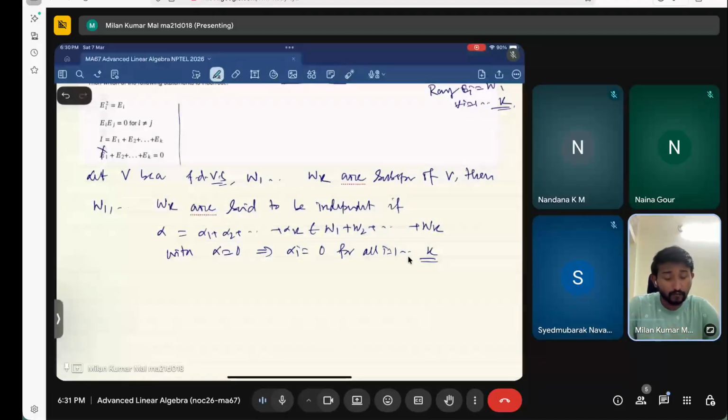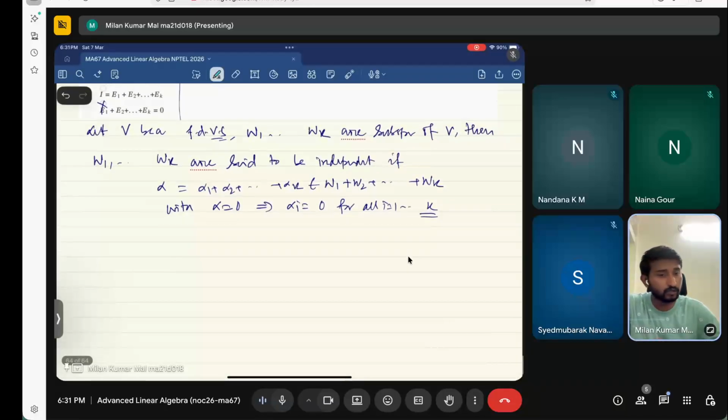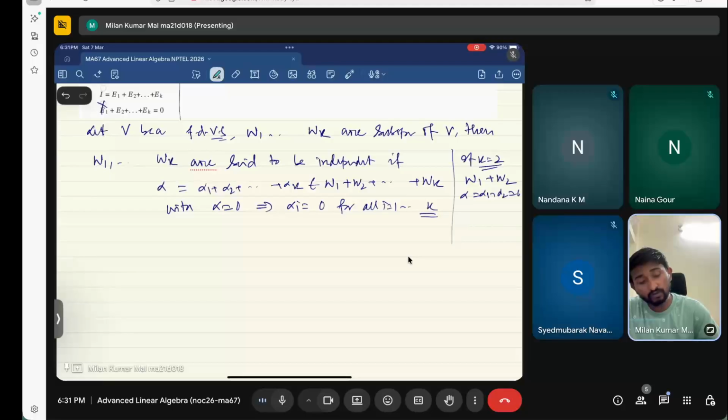Now if alpha equals alpha 1 plus alpha 2 plus up to alpha k, where each alpha i is in Wi, and alpha equals 0 implies that each alpha i has to be 0, then we say W1, W2, up to Wk are independent. If you look carefully, if k equals 2, so we have two spaces W1 plus W2, and in that case if alpha equals alpha 1 plus alpha 2 equals 0, then alpha 1 equals 0 and alpha 2 equals 0.